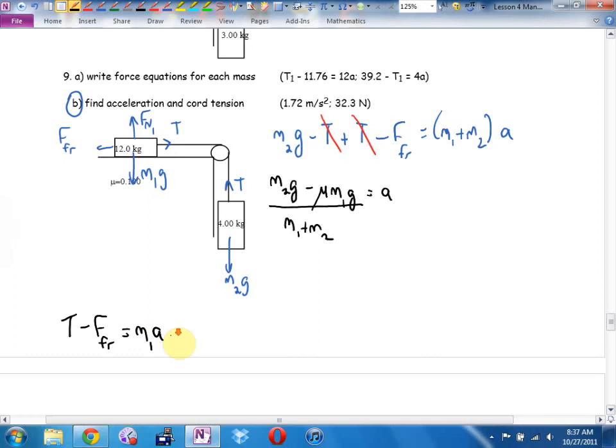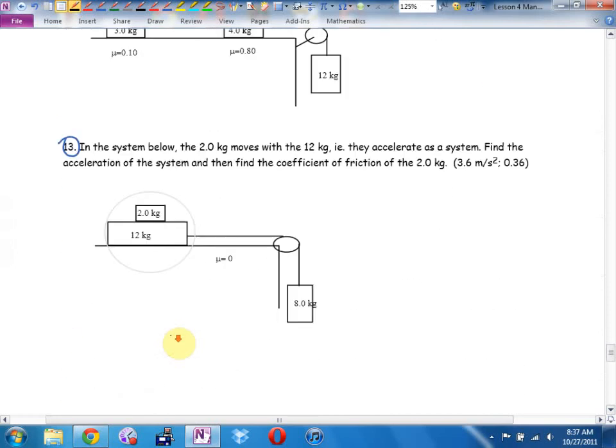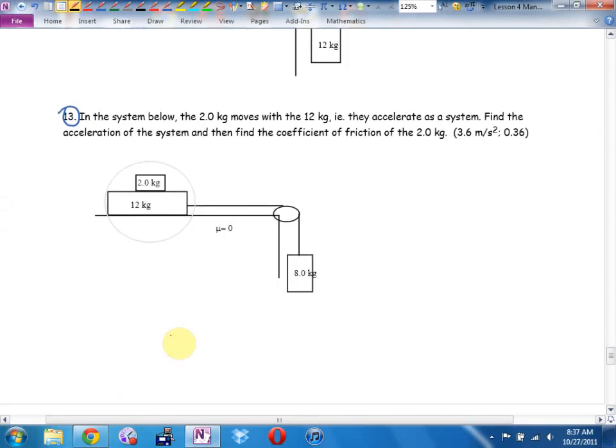13, Brett asked. Okay. I'm going to guess you got the 3.6. I'm going to guess what's bugging you is the 0.36. Yeah? Because to get the 0.36, treat this as a 14. Really, treat it as one mass, and that'll give you the coefficient of friction. So that'll give you the acceleration. Treat that as 8. Treat that as 14. You're good to go. Okay.